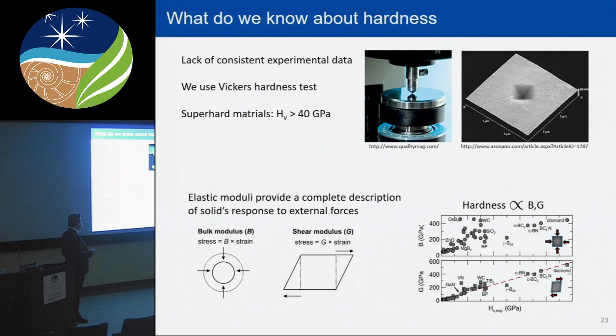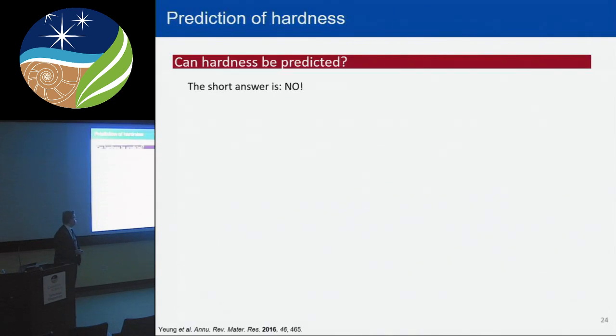Hardness is related to elastic moduli, schematically shown here, bulk and shear moduli. We also know that hardness is proportional to bulk and shear modulus. We don't know the actual ratio between them. We cannot find the exact relationship, but we know that superhard materials have high bulk and high shear modulus.